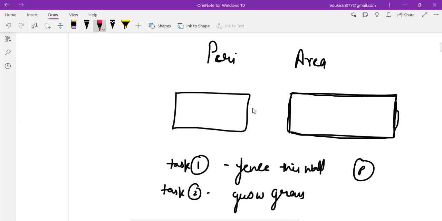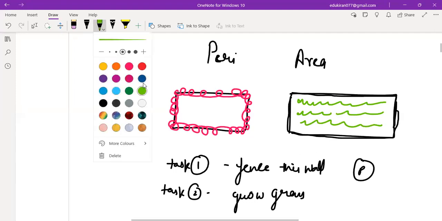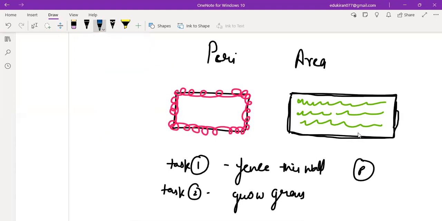Over here, for example, I have to fence the wall. How will I fence it? I'll fence it like this, along the boundary. But in case I have to grow the grass, where will I grow the grass? Here, inside. Yes or no? Students, yes or no? Yes, ma'am. Ma'am, I got confused in the definition of perimeter and area.